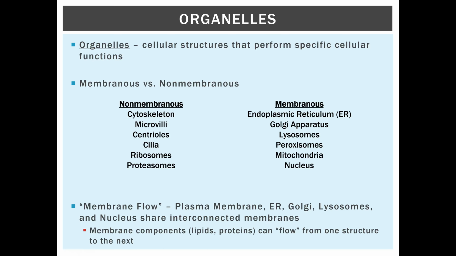And membrane flow is the concept that a lot of membranes are shared among the different structures. So for example, the plasma membrane, the endoplasmic reticulum, the Golgi apparatus, and lysosomes and the nucleus all share interconnected membranes. So the phospholipids and the proteins in those membranes can flow and move from one structure to the next. So it's a very dynamic structure.